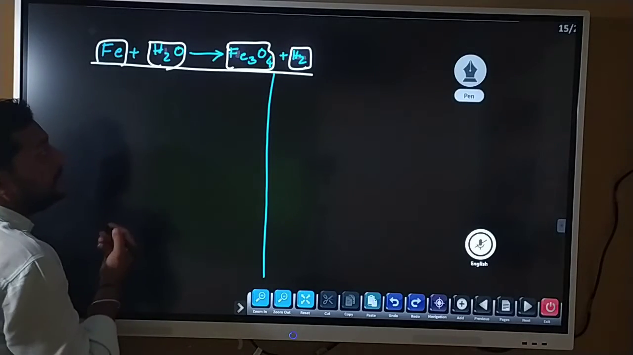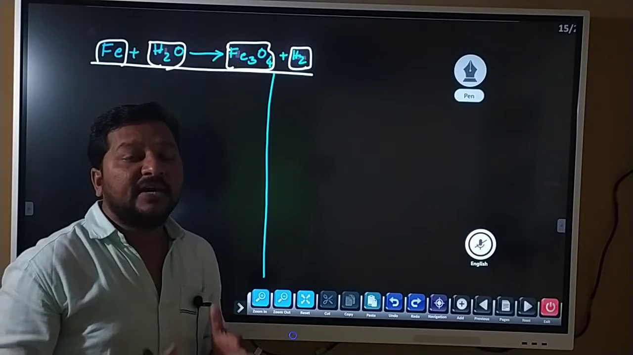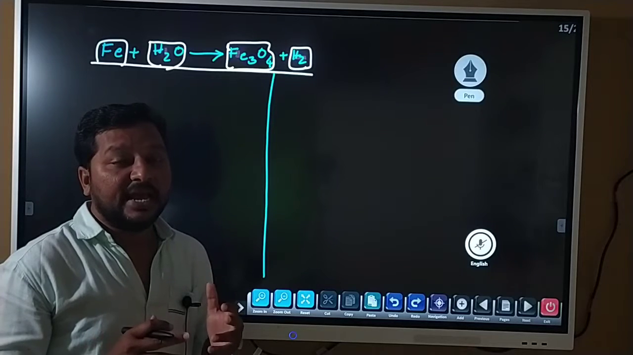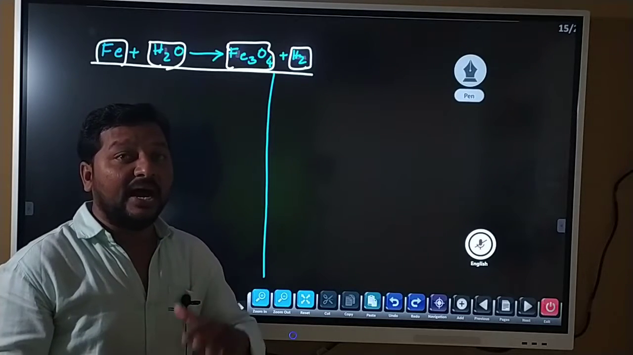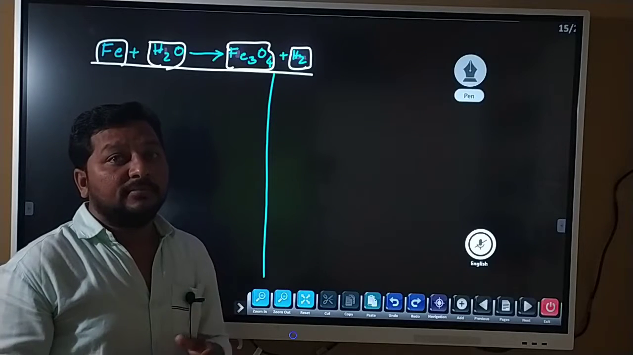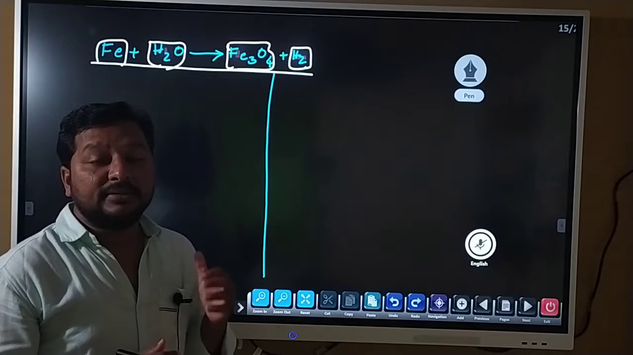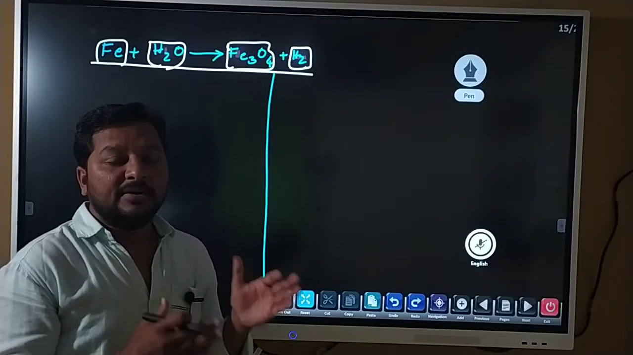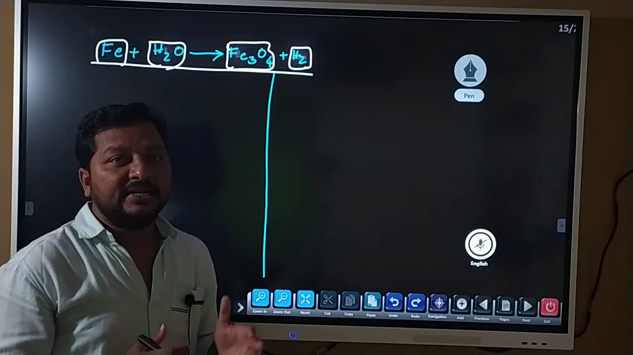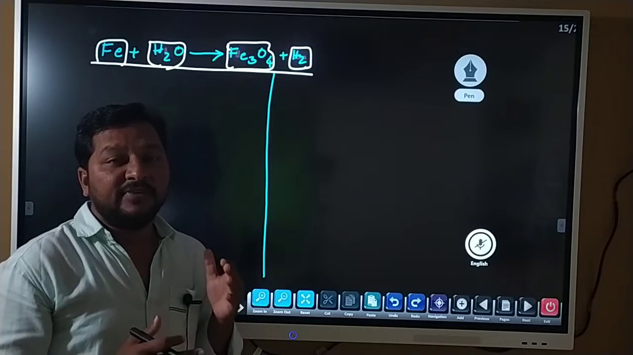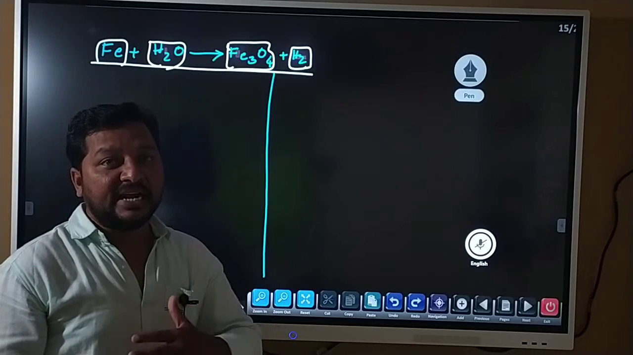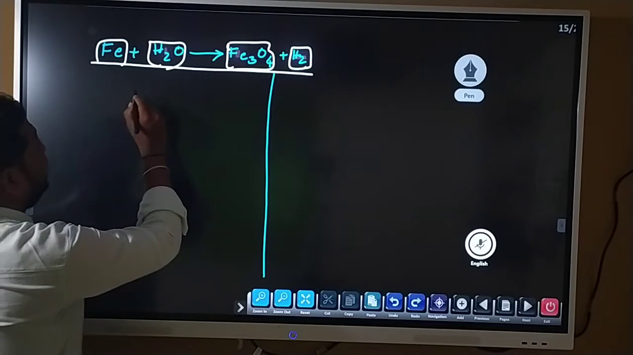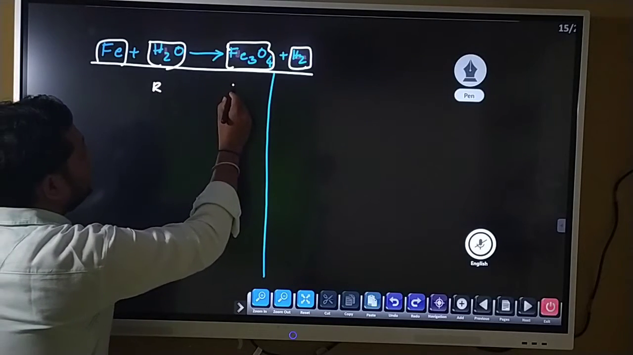Now, the second thing: just compare the number of atoms on the reactant and the product side. Listen carefully. Calculate for the individual atoms, not the compound. In a compound, so many atoms are there. We can compare each individual atom on both the reactant side and the product side. Okay, so just focus here. I will write one by one. This is the reactant side and this is the product side.